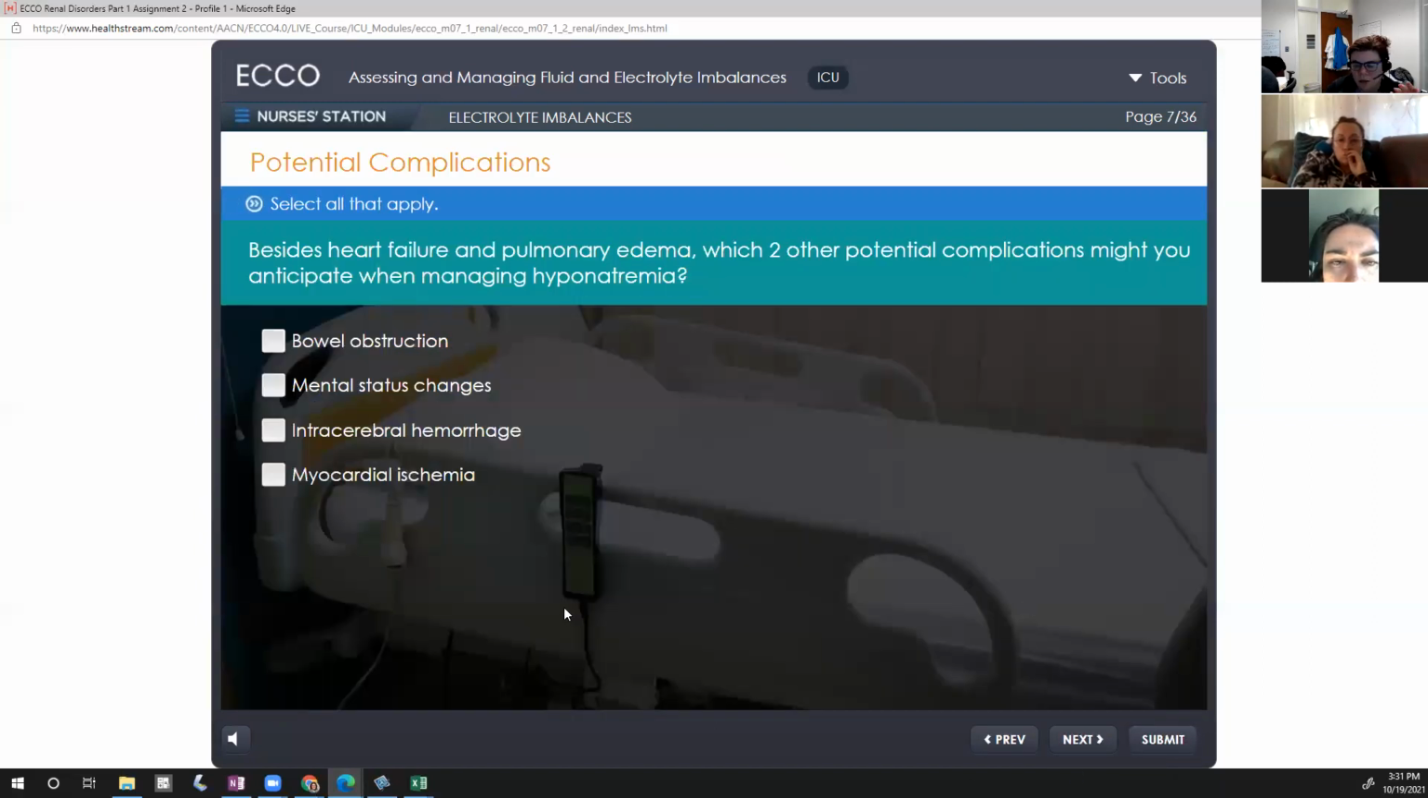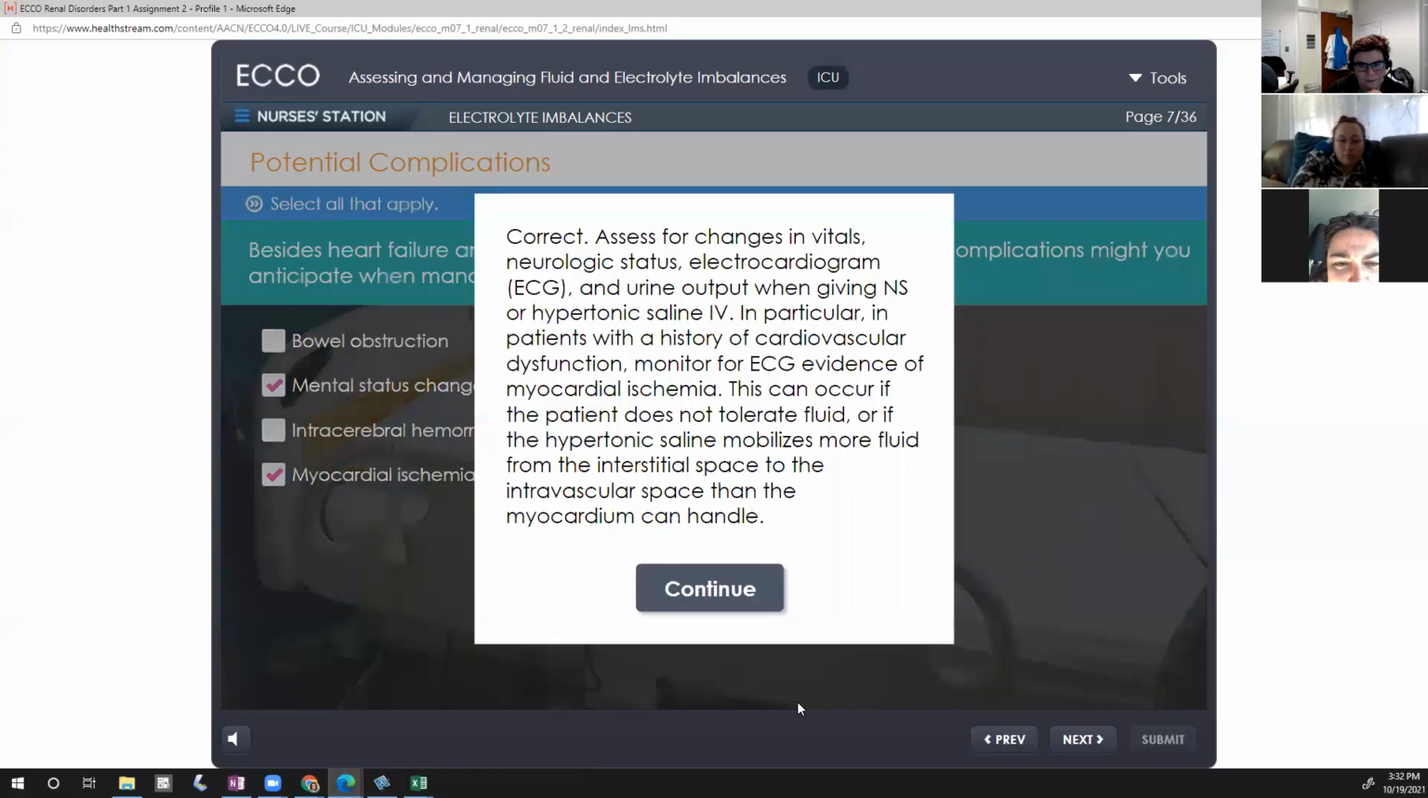Alrighty. So if we were talking about a patient who's got heart failure and pulmonary edema, and we were treating hyponatremia, what do you guys think would be other complications? Mental status changes. Yep, and one more. MI maybe? Yep. Nice job, Sophia.